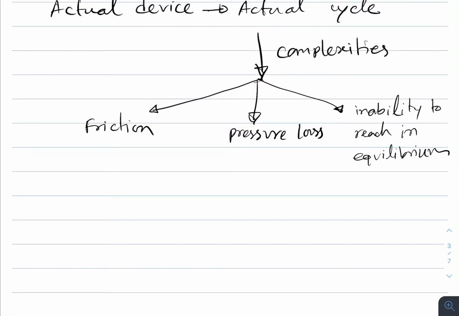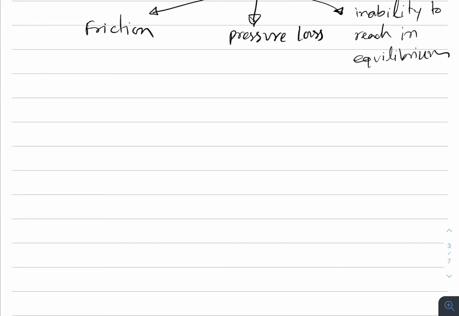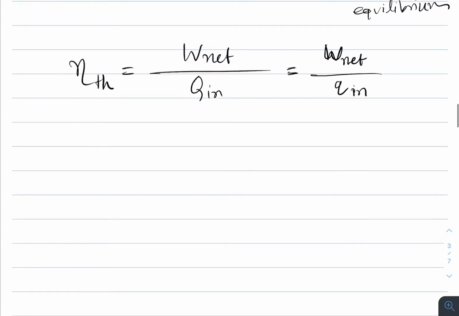For a thermal cycle or thermodynamic cycle, we know that the thermal efficiency, eta thermal, equals W net divided by Q in, or we can write it in terms of mass, so small w net and small q in, right?